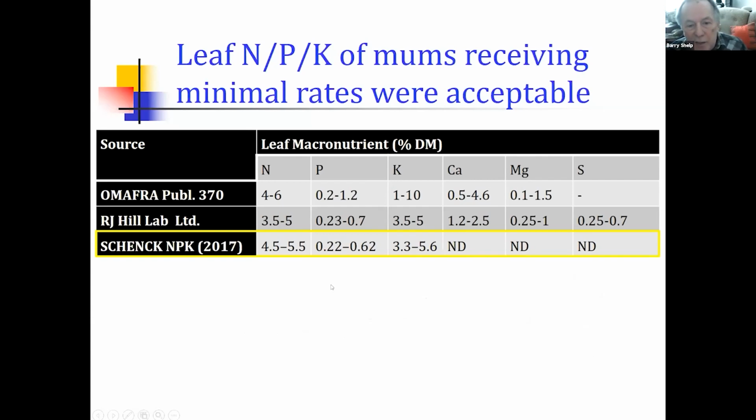And in this case, the N level in the leaf was 4.5 to 5.5% dry matter. The phosphorus level was 0.22 to 0.26%, or 0.26% dry matter, and the potassium level 3.3 to 5.6% dry matter. And as you can see, these are within what we consider the acceptable limits in comparison to the extension literature. In this case, I'm using the OMAFRA Publication 370 and information from R.J. Hill Laboratories Limited in the US.